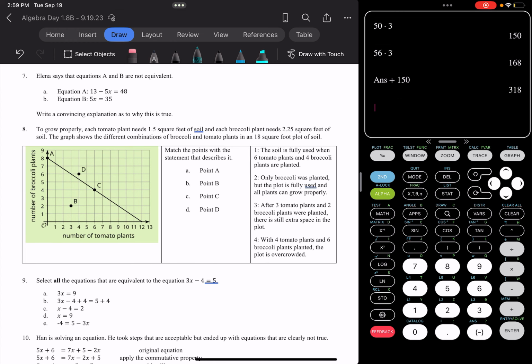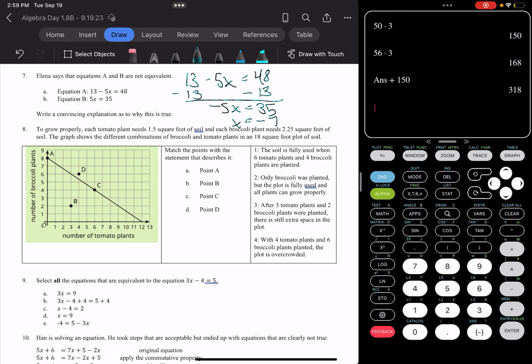All right, let's take a look at Elena. Elena says that equations A and B are not equivalent. Write a convincing explanation as to why this is true. So why is this true? There's a couple ways that you can go about this. We can solve for x, and we can say 13 minus 5x equals 48. Let's go ahead and subtract 13 from both sides. We'll get negative 5x equals 35. Therefore, x equals negative 7.